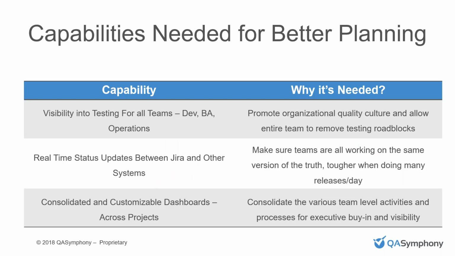So we talked a little bit about those. I'll talk about some capabilities now and why that's needed. The first thing is visibility and testing for all teams: dev, BA, and operations, right? Why is that needed? Well, pretty self-explanatory, but it's going to promote organizational quality culture and allows teams to remove any testing roadblocks. When your developers can see all the testing that goes on across your BAs, across your development, and across your operations, you'll be able to remove a lot of those testing bottlenecks.